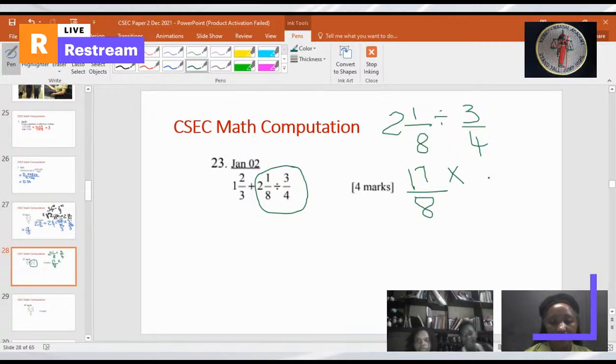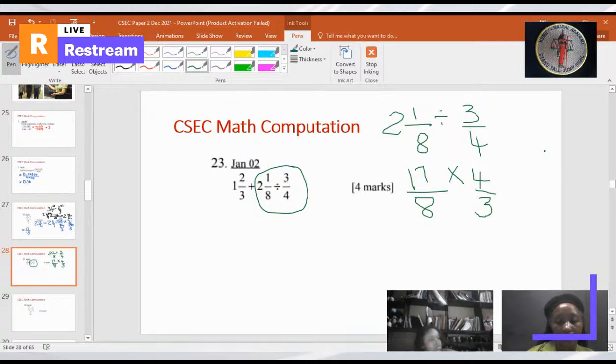Okay, miss. After that, reciprocate the four and invert the four and the three, so it becomes three over four, because to divide by a fraction is the same as multiplying by its inverse. All right, so what do we do now?